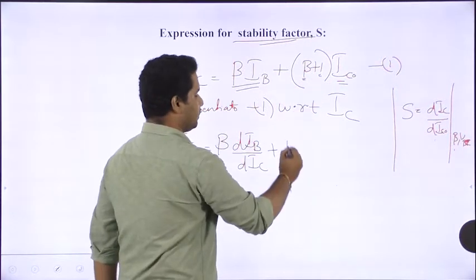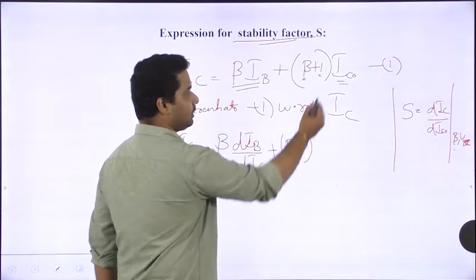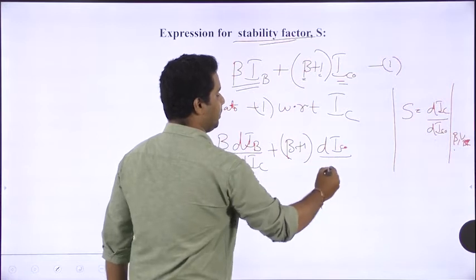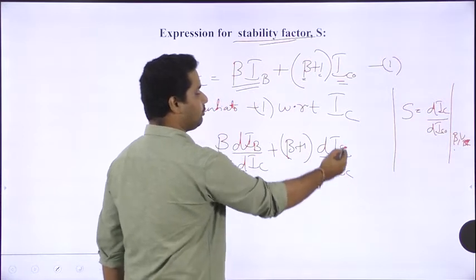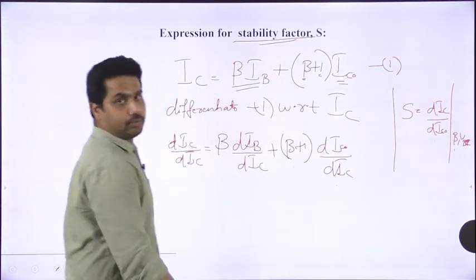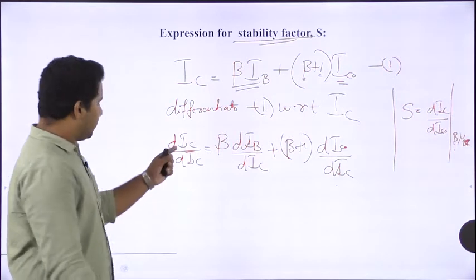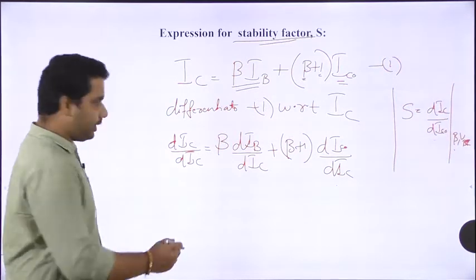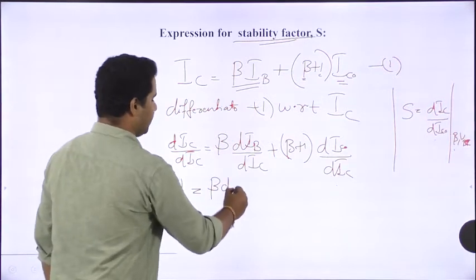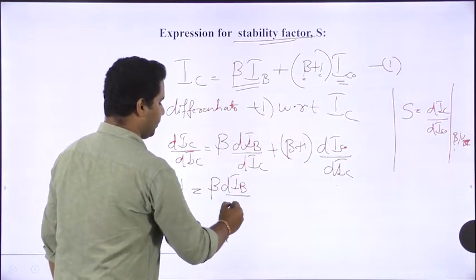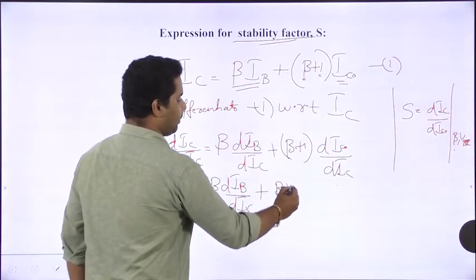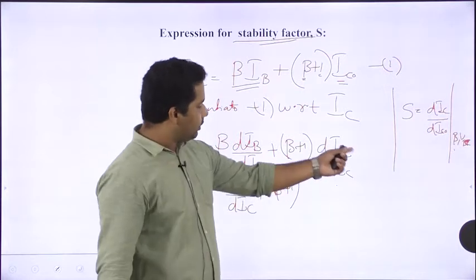Beta plus 1 is a constant, and the remaining term is IC naught. That is dIC naught divided by dIC, the derivative of IC naught with respect to IC. What is dIC by dIC? It is 1 only. So we get beta times dIB divided by dIC plus (beta plus 1) times dIC naught divided by dIC.